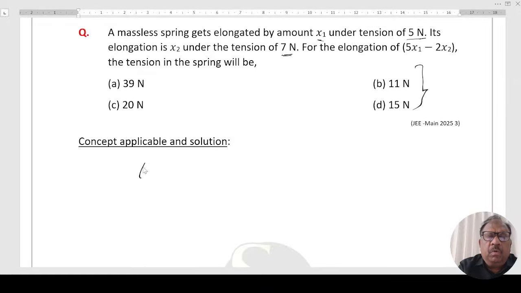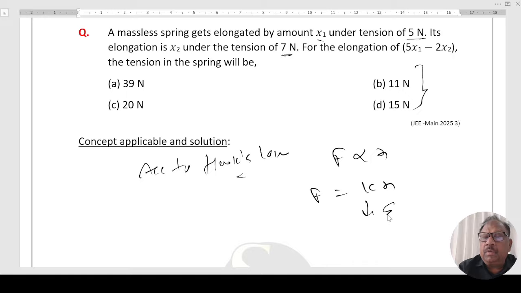You know, according to Hooke's law, F is proportional to x, that is F equal to kx. k is known as the spring constant.